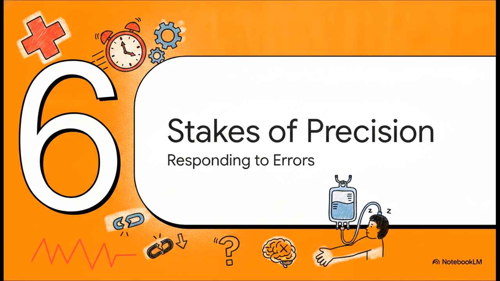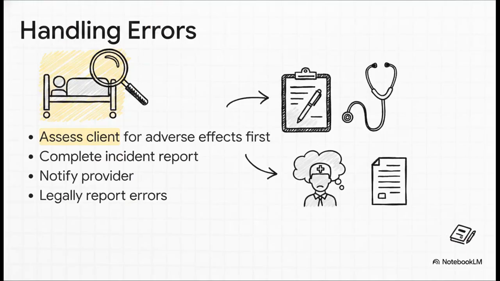Before we wrap up, we hit Section 6, the stakes of precision: responding to errors and near misses. Because despite all these formulas and strict rules, we have to talk about what happens when vital calculations actually go wrong in a fast-paced environment. Look, mistakes are a terrifying reality. But if an error does occur, your immediate, undeniable first priority is always the patient's physical safety. You assess them for adverse effects right away. Only after you know they're stable do you fulfill your legal responsibility to notify the provider and file an incident report. We legally and ethically have to report these so we can improve systemic safety for everyone.